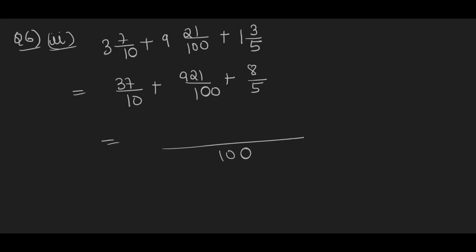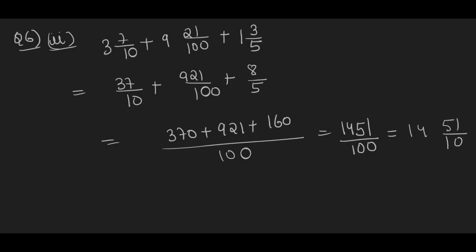So 10 into 10 is 100, so 37 into 10 will be 370, plus 921 into 1 is 921, and 5 into 20 is 100, so 20 into 8 is 160. Now you will add all these three. So on adding these three numbers, you will get 1451 upon 100. This will be your answer. Into mixed fraction, so this will be 14 and 51 upon 100.